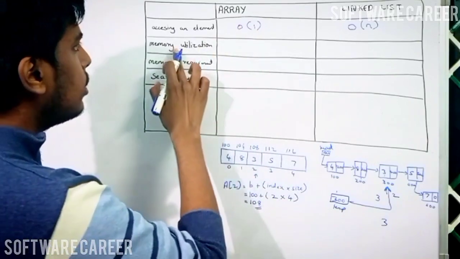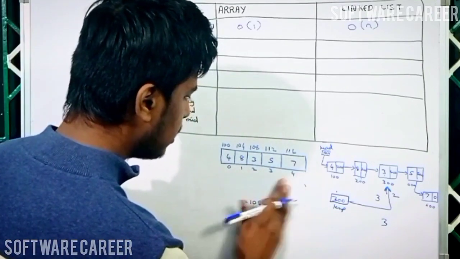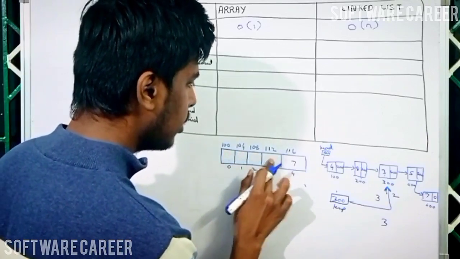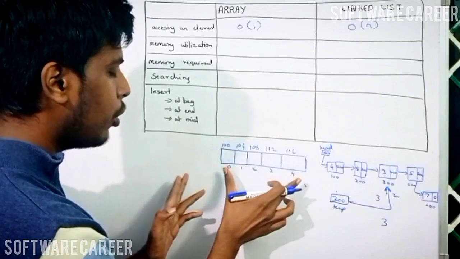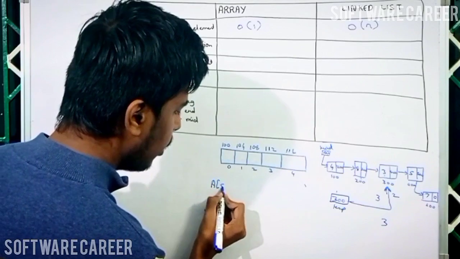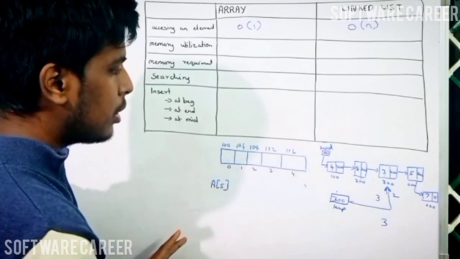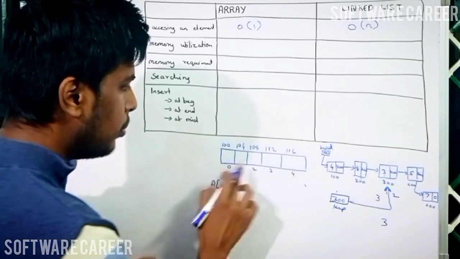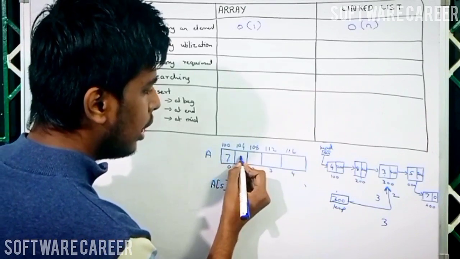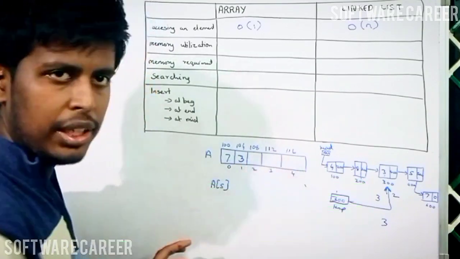Now next is memory utilization. Let's say I have created an array of size 5. For creating it, I should declare the array of size 5, so A of 5. If I write like this, I will create an empty array of size 5. Now I have 5 empty spaces, but I am only storing two elements. Suppose this is array A, and I am storing only 2 elements in it, suppose 7 and 3. Then these 3 spaces are empty.